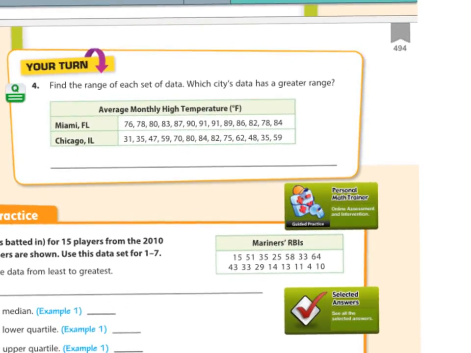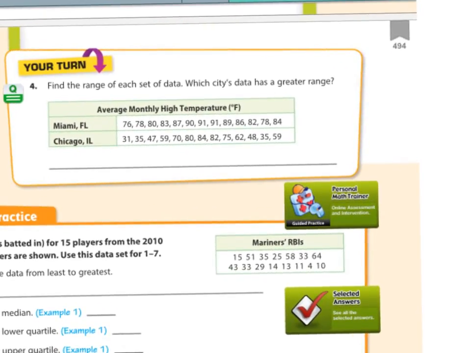Okay, so let's do that on your paper. I want you to write range. And then for Miami, what's the biggest number for Miami? There's 80, there's 90, 91. Anything bigger than 91? No.